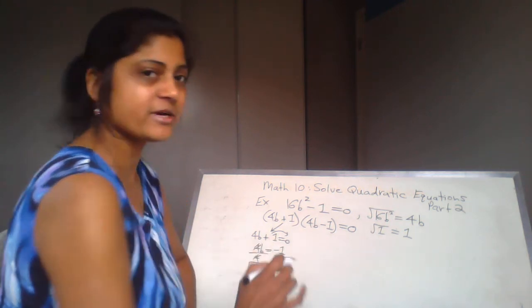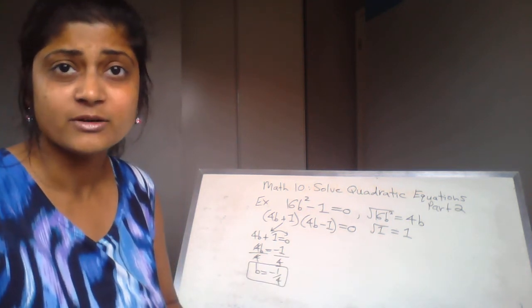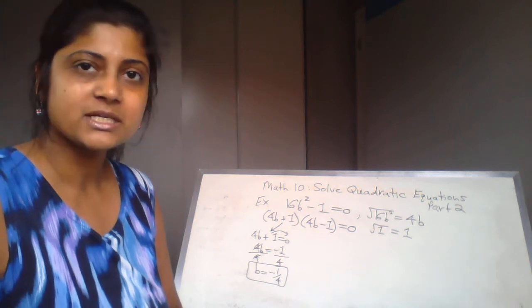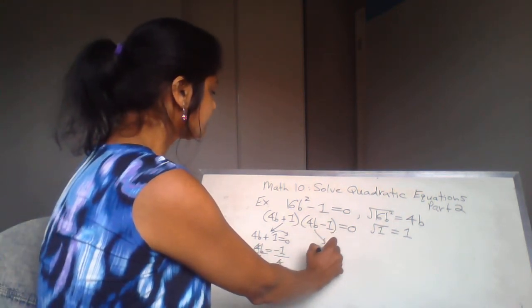Make sure you box your answers at the end, and the teacher should clearly be able to see what your final answer is. Okay, so b is negative 1 over 4. I'm going to do the same thing for this side.